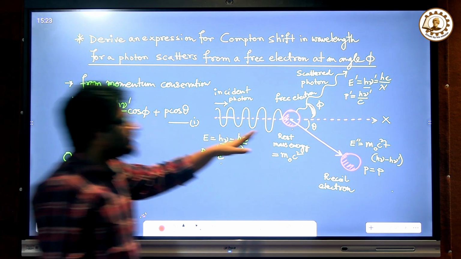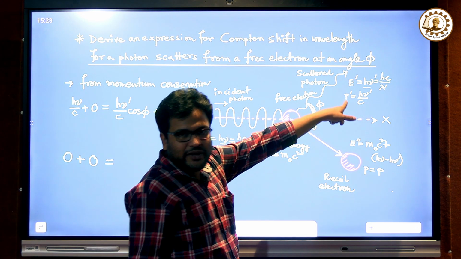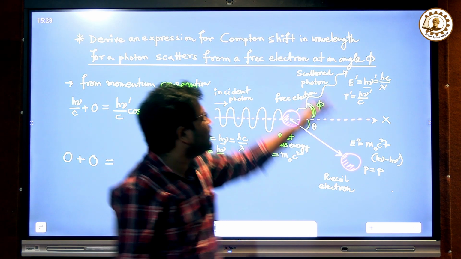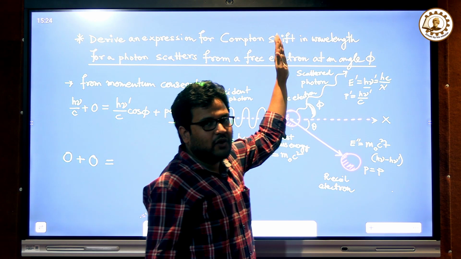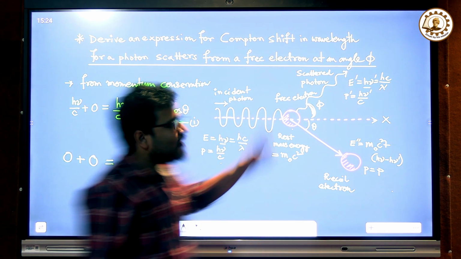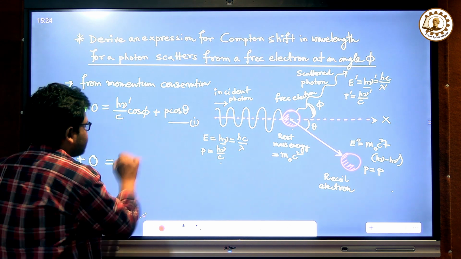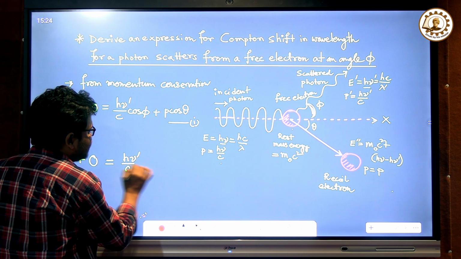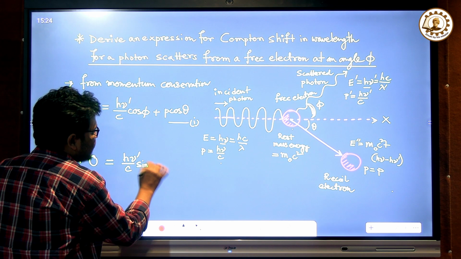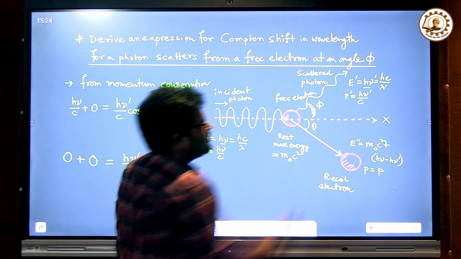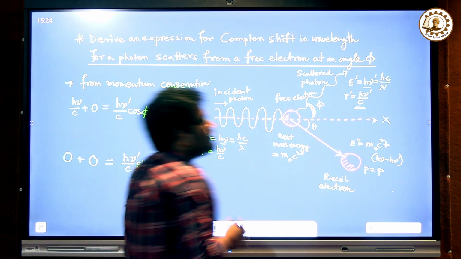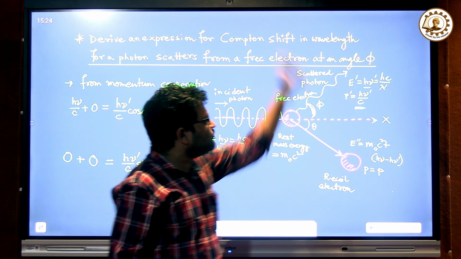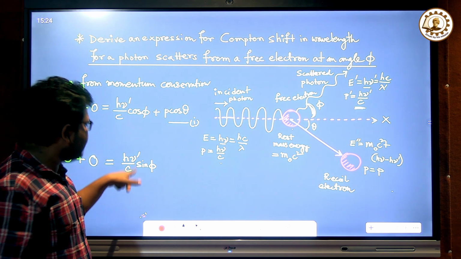Now after the collision, as you can see, this p prime amount of momentum of the scattered photon is making an angle phi with the horizontal direction. So we can also split it into a vertical component. What will be its vertical component along the positive y direction? It will be h nu prime by c sin phi. So this is the momentum of the scattered photon and its component along the y direction, or vertical direction, will be h nu prime by c sin phi.